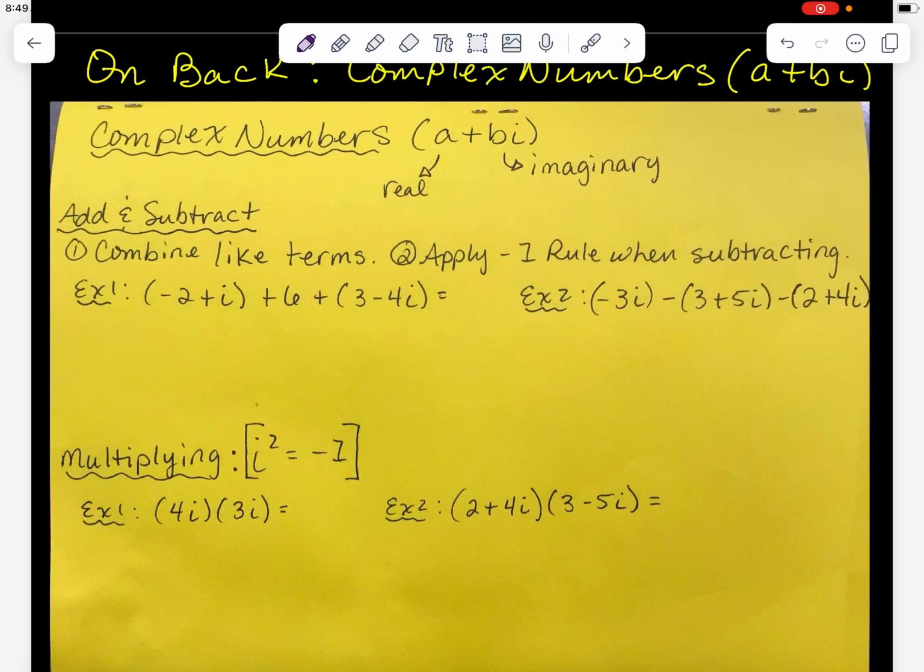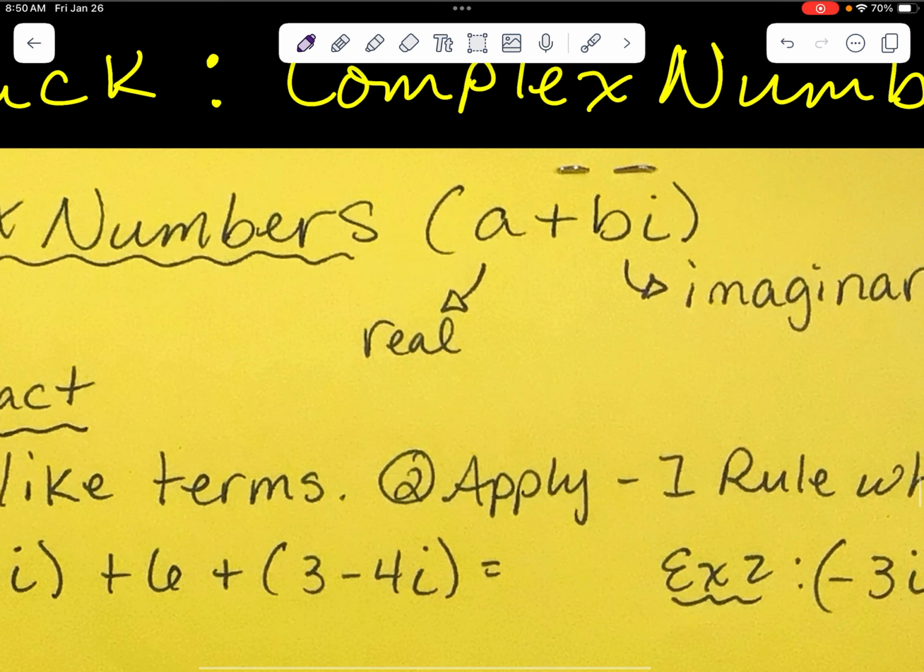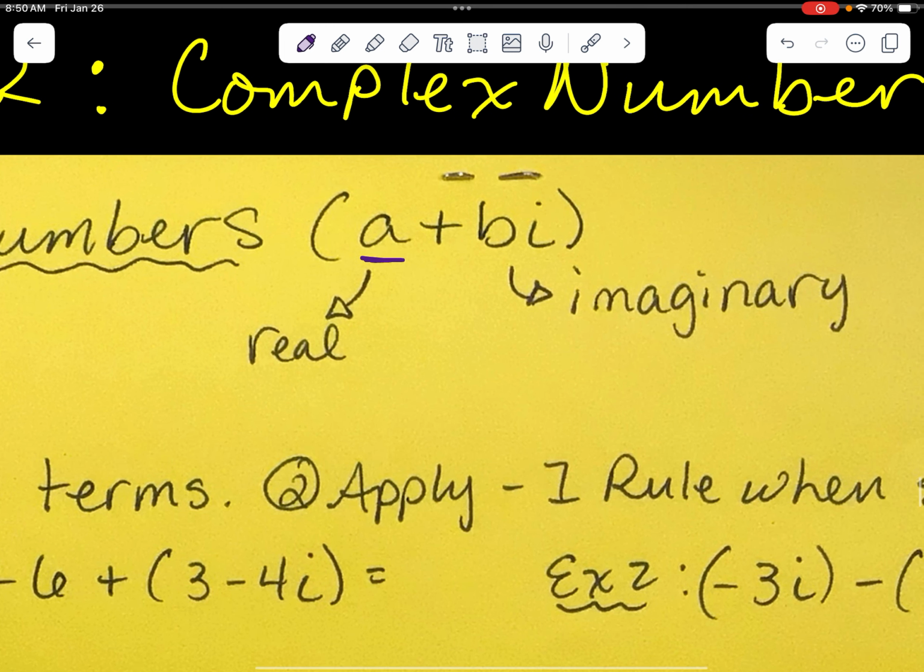All right, let's take a look at what we have here. We're going to simplify complex numbers. A complex number is when you have a real component, which is going to be just a number, and then you have an imaginary component that is actually an imaginary i. It has like the little curly tail on that.